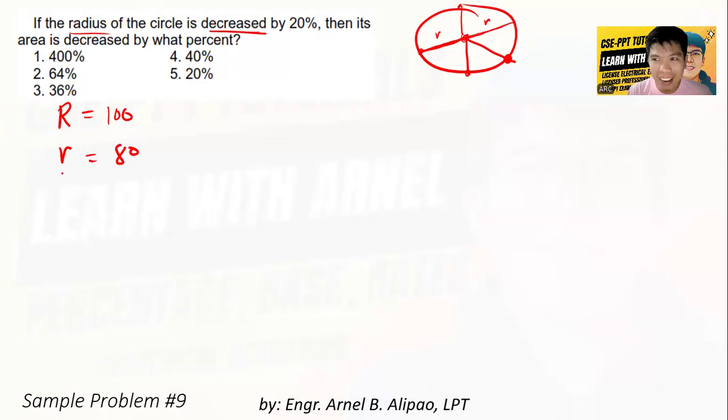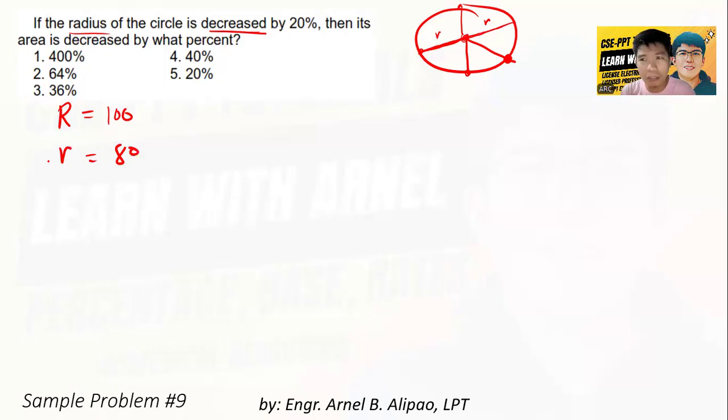So the R is smaller now, right? It's just a representation. So what happens to our area? What should be our area if we take the value of the original radius, which is 100 in this case, based on our assumption, the assigning of value?